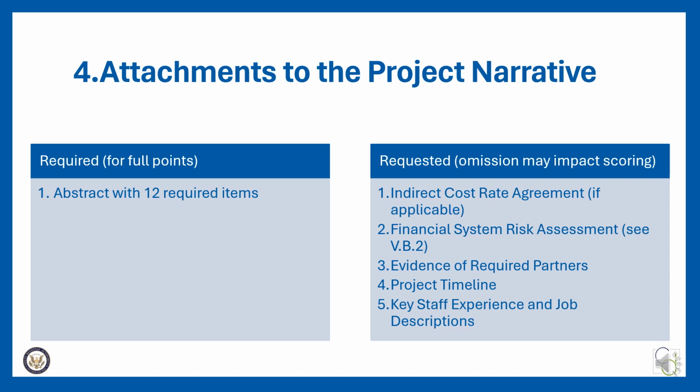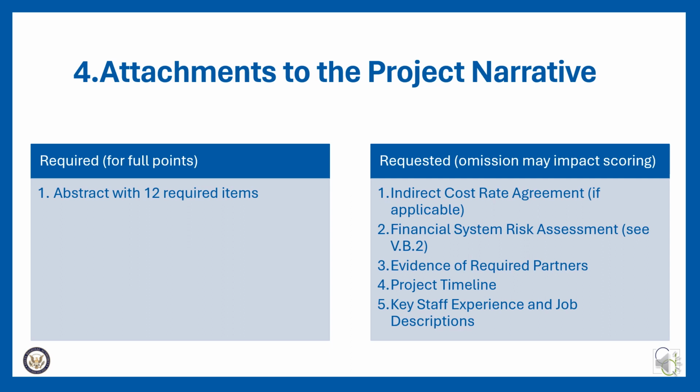Lastly, there are 6 attachments, and while they are technically labeled required and requested, you would be wise to include all that apply. Required means you have to include it. Requested means that omission is not a screening tool, but it may impact your scoring.